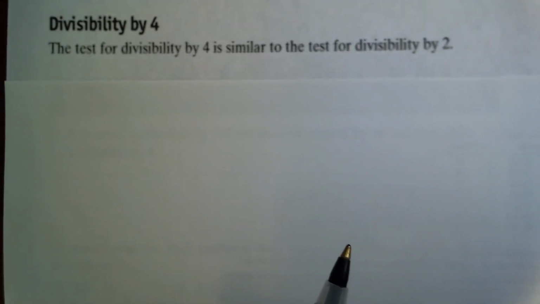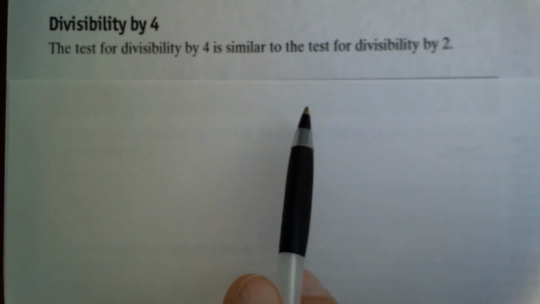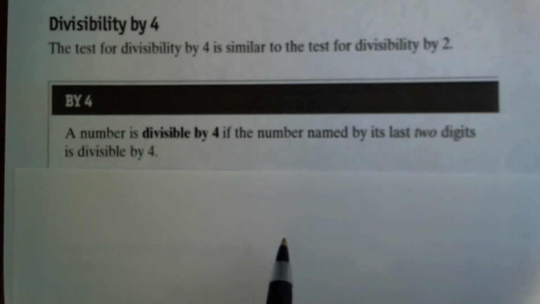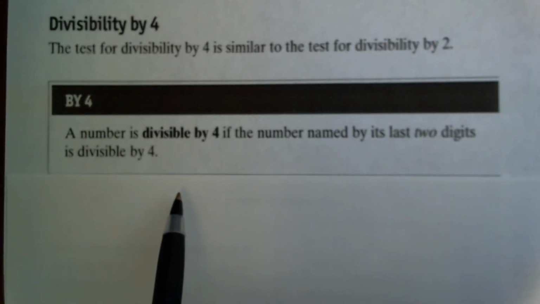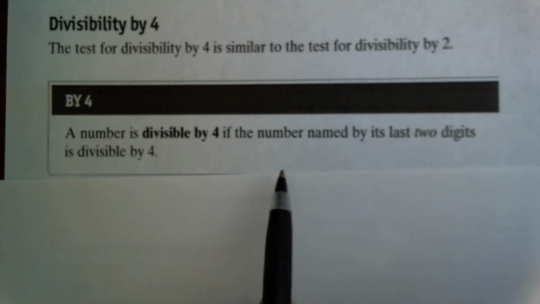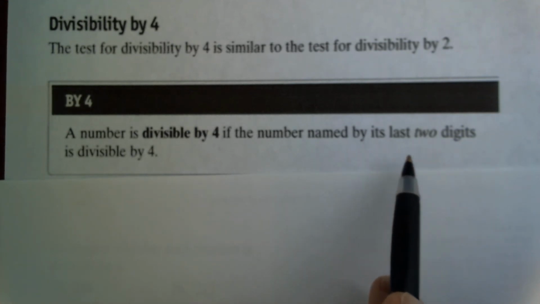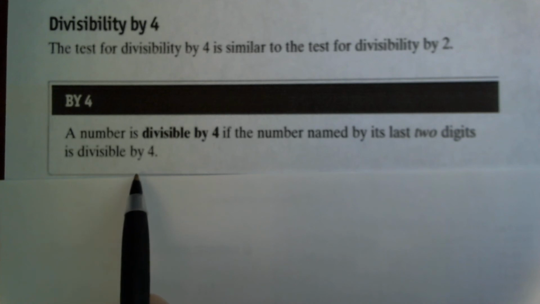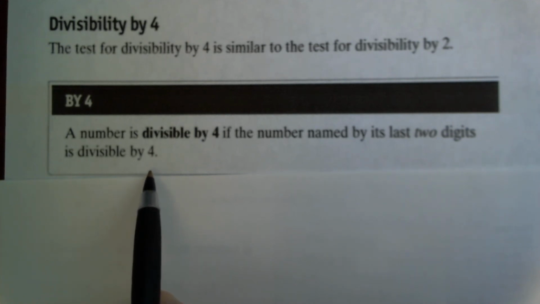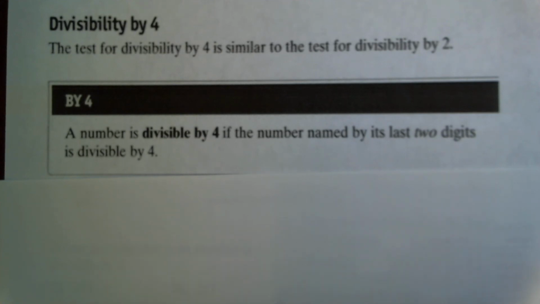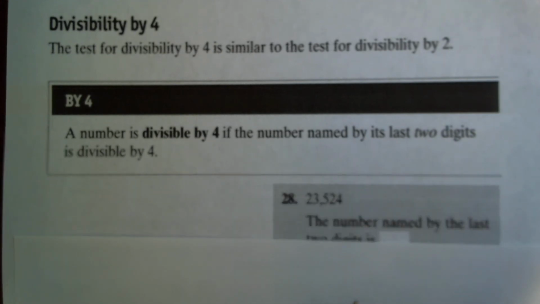Next, we're going to look at divisibility by 4. And it's very similar to the test for divisibility by 2. A number is divisible by 4 if the number named by its last 2 digits is divisible by 4. So we look at the last 2 digits and see if that's divisible by 4. And that's generally a pretty simple thing to do.